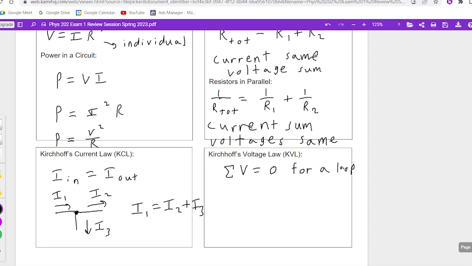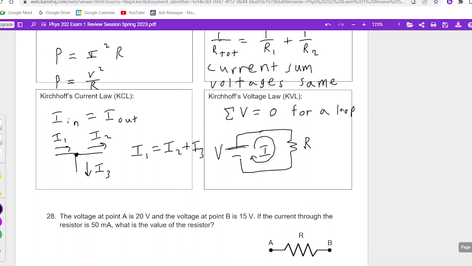Let me show you what I mean by a loop. Because at the end of the day, circuits are just a bunch of loops with resistors in the middle of them. So for example, if I have this right here, and this is some resistance R, and this is some battery V, and this is some current I, let's say you pick a starting point. I'll choose to start here. That makes the most sense.